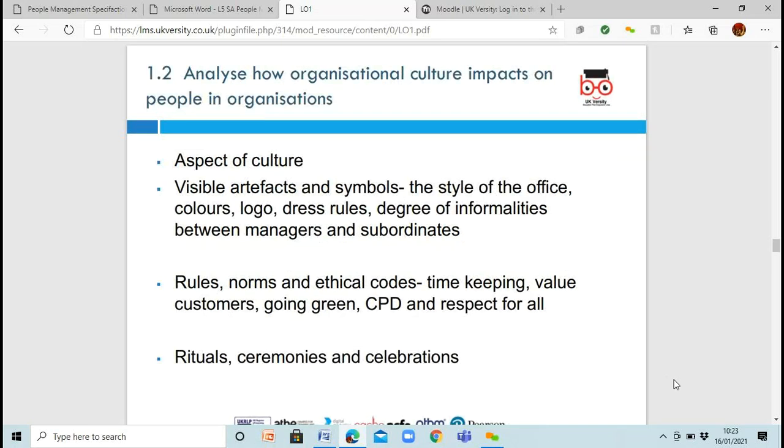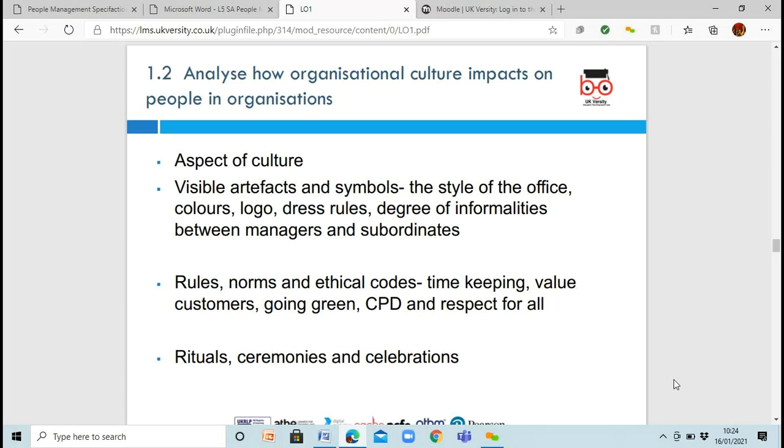Now, we've looked at 1.1, so we're going to have a look at assessment criteria 1.2. On here, we're going to analyze how organizational culture impacts on people in organizations. So we'll look at cultures here and the different aspects of the cultures in organizations. We've got things like visible artifacts, so logos, symbols, a certain color of the uniform, or maybe a certain color of the company, and dress rules. So you might not see people coming in wearing jeans and t-shirts. It might be you've got to wear slacks and a shirt.